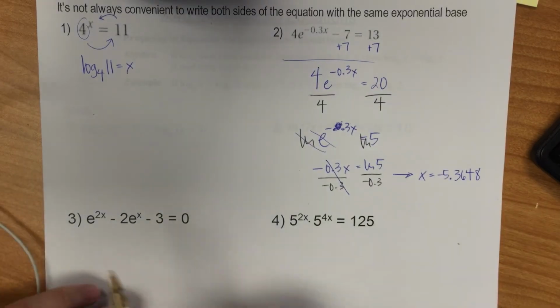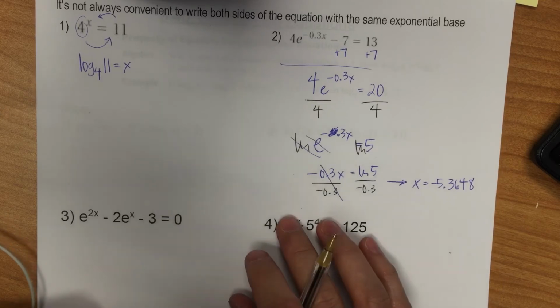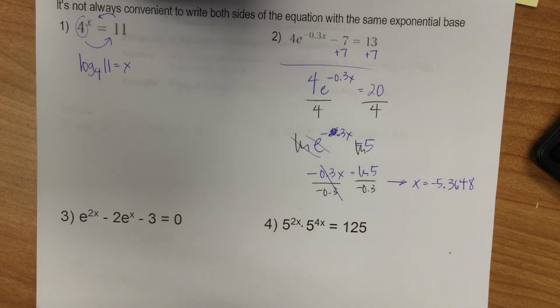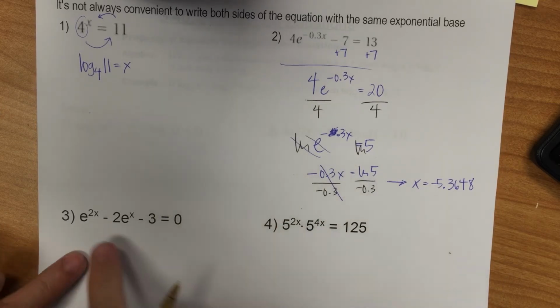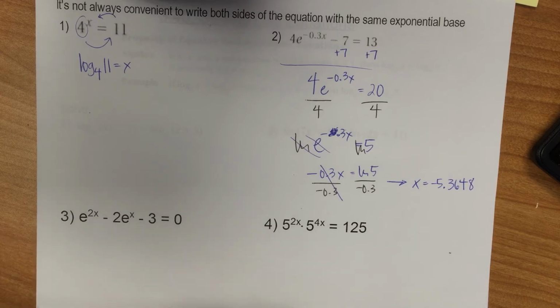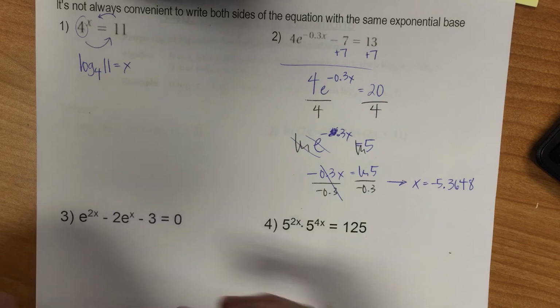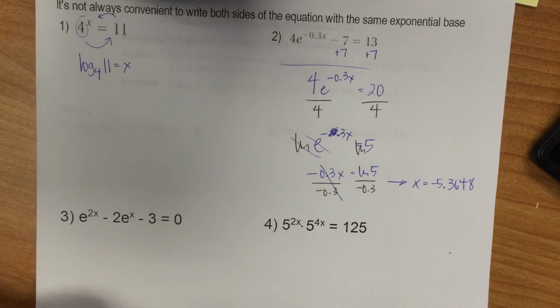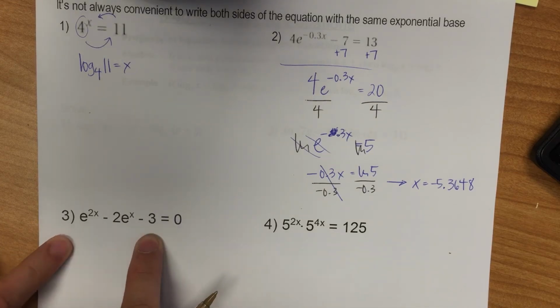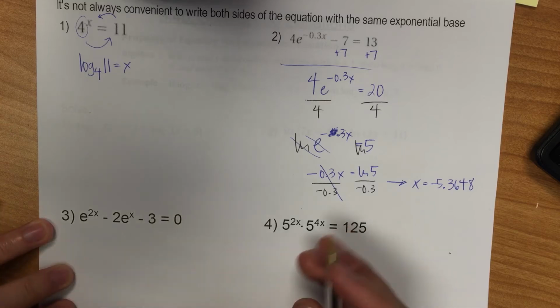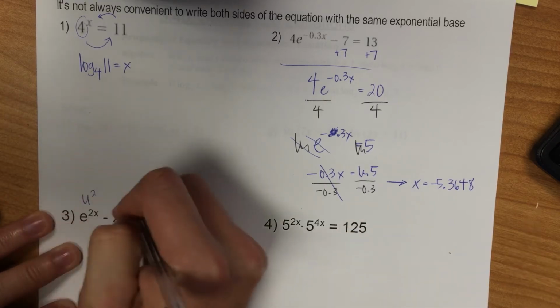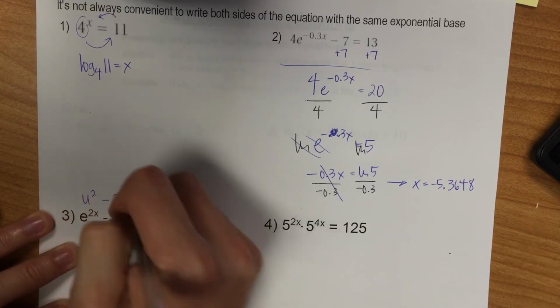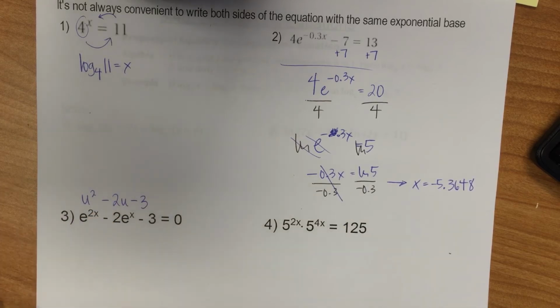Okay, so the next one looks really scary. Now let's talk about why it's not as scary as it looks. What I want you to see here is, what does this kind of look like? To me, it looks kind of like a quadratic. So if I rewrote this in a quadratic form, say I rewrote it as u squared minus 2u minus 3. Say I wrote it like that.